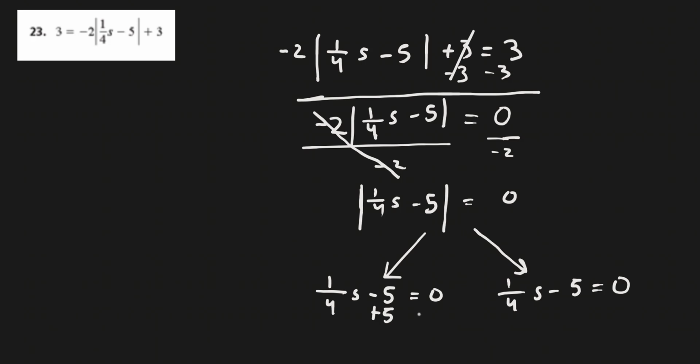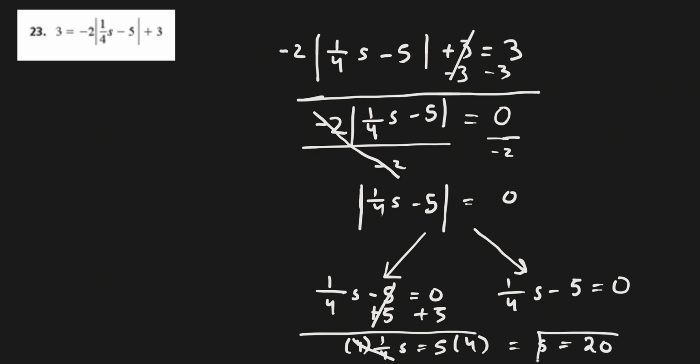It's just +5 on both sides. This is the addition property of equality, and then 1/4 s is equal to 5. What we can do is multiply 4 to both sides. It's the multiplication property of equality. 1 times s is equal to 5 times 4, which is 20. And solving this will give you the exact same thing. Okay, so s is equal to 20.